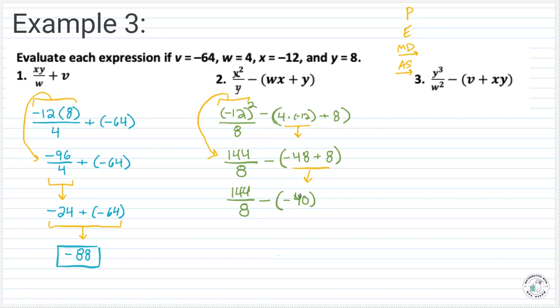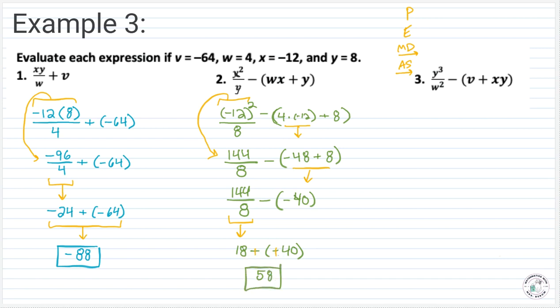All right, so now we're going to do this division here. So the 144 divided by 8, which is 18. So we're going to have 18 minus a negative 40. So we're going to keep change at this step because, again, we're subtracting. So that's our trick. Keep change. So it turns into 18 plus positive 40. And that is going to be 58.